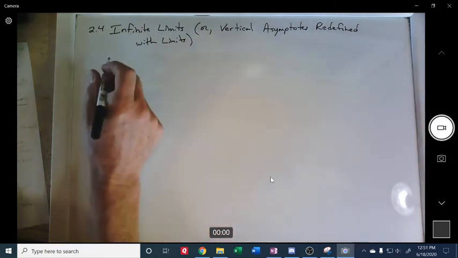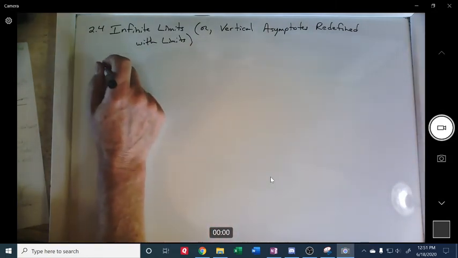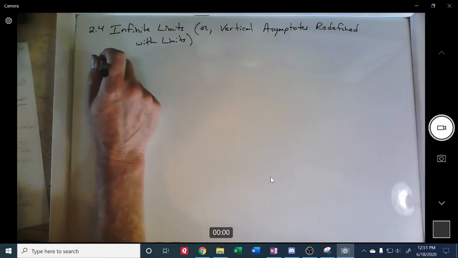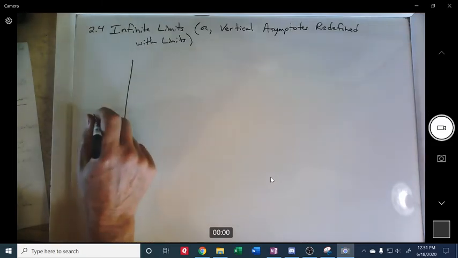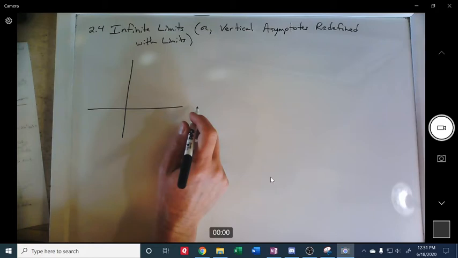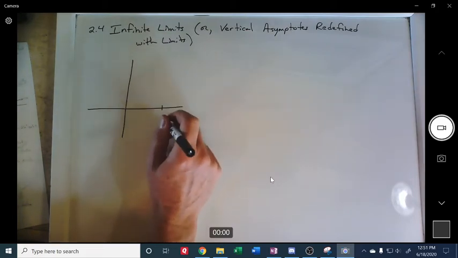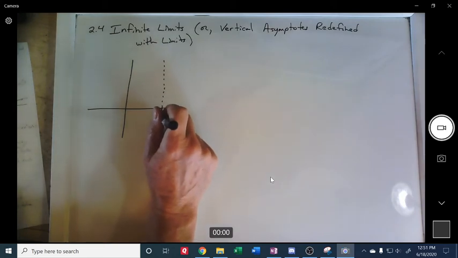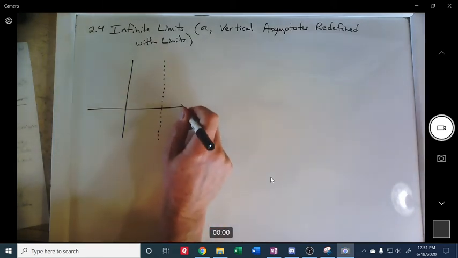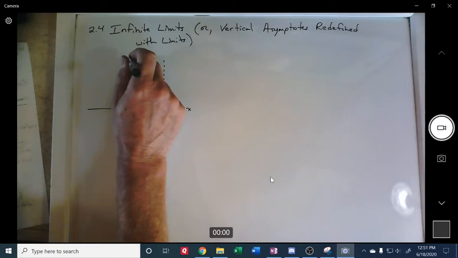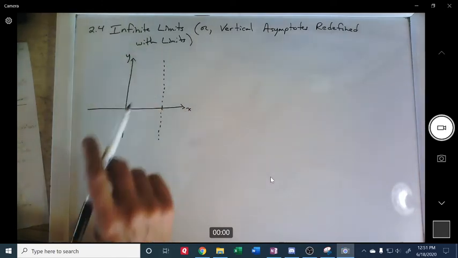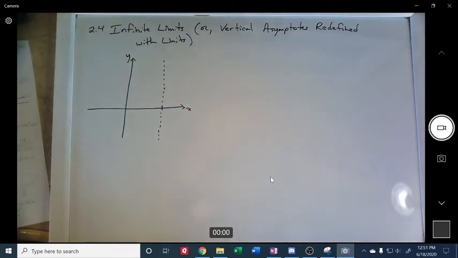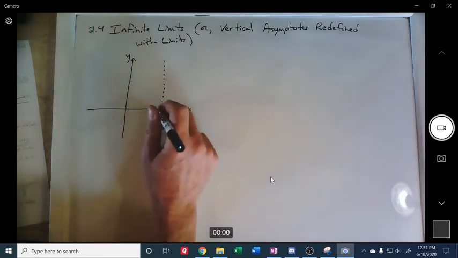Okay, and let's start with a situation like this. If you'll recall from pre-calculus, what I just drew is a vertical asymptote. Suppose this was happening at 2.